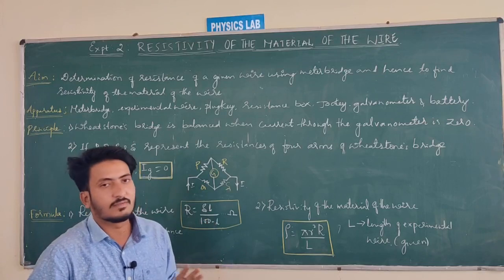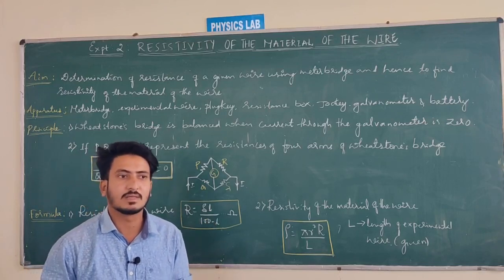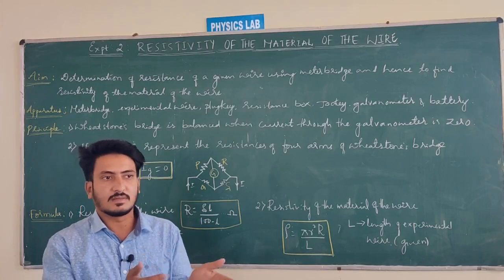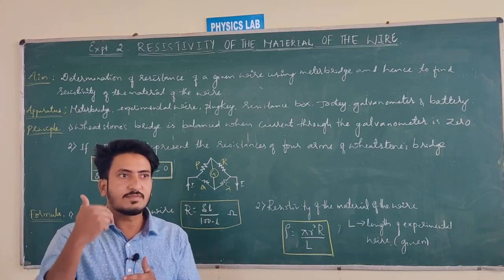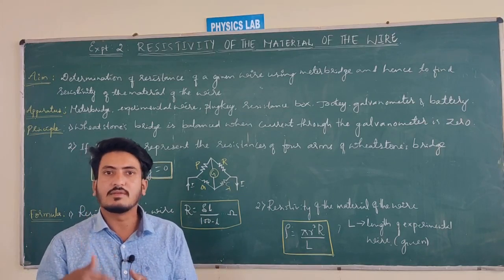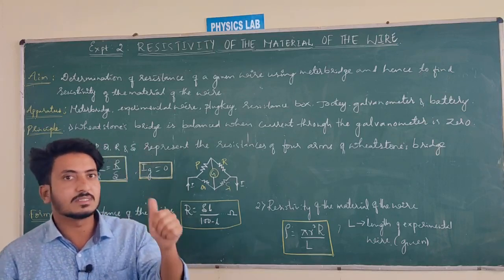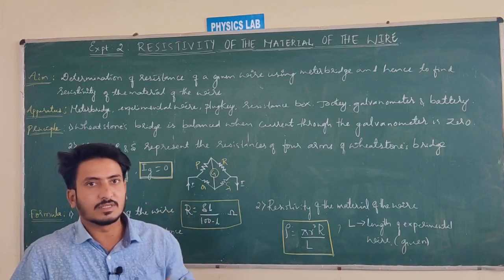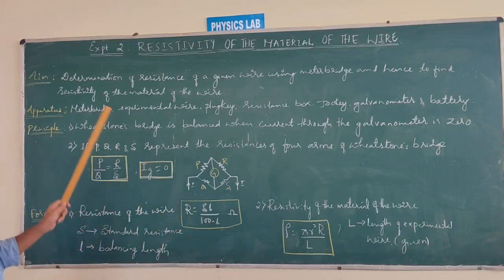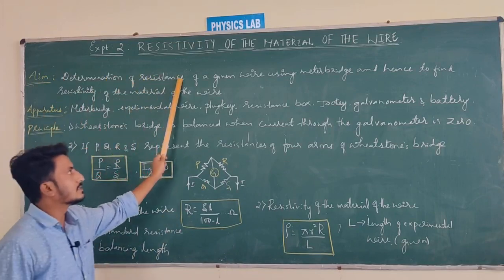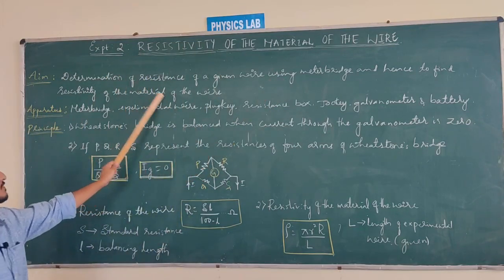So the aim of the given experiment is to first find the resistance of the given wire, and once we get the resistance of the wire, we need to calculate the resistivity. We know what is meant by resistance and resistivity; I will tell you once again now. Before going to that, the aim, as I said, is to find the resistance and the resistivity of the wire.